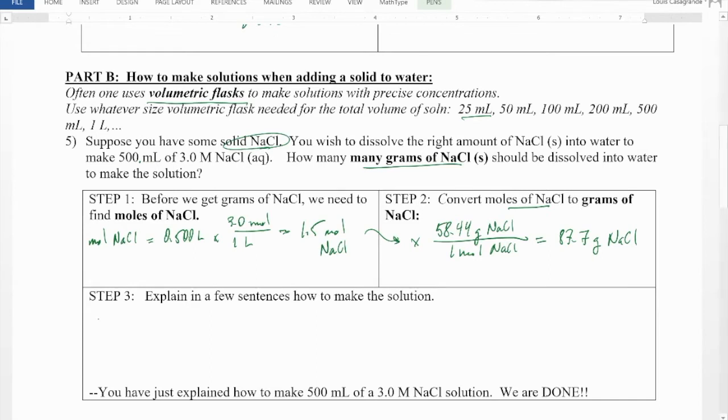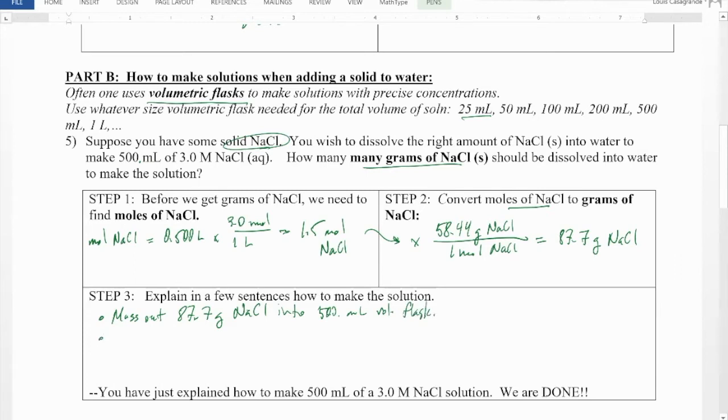So step by step, the first step is to mass out the 87.7 grams of sodium chloride and put that into a 500 milliliter, I put a decimal there, you don't really need it because a 500 milliliter flask is precise, milliliter volumetric flask.